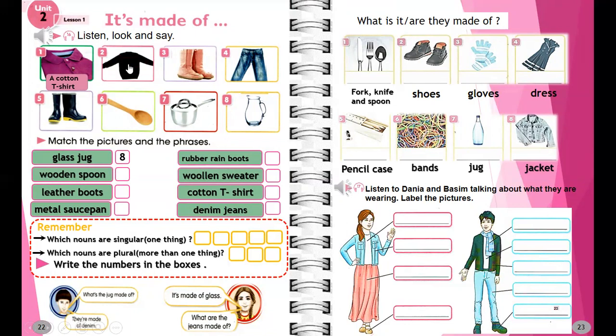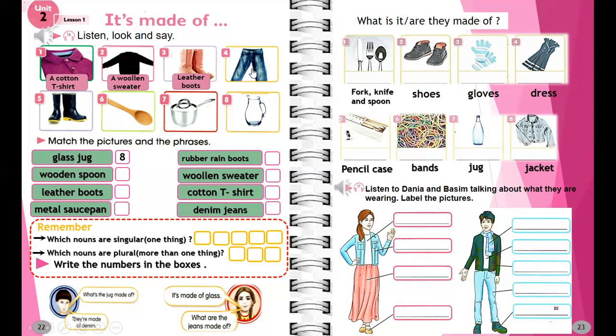What about number two? We have a woolen sweater. Woolen means made of wool. I describe the sweater: it's a woolen sweater. Number three, we have leather boots. What are they made of? They are made of leather. So they are leather boots.